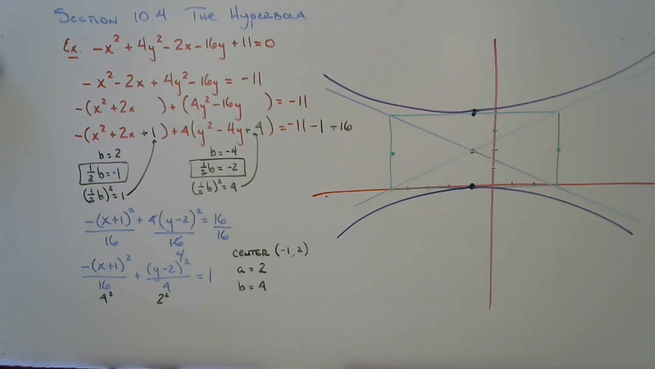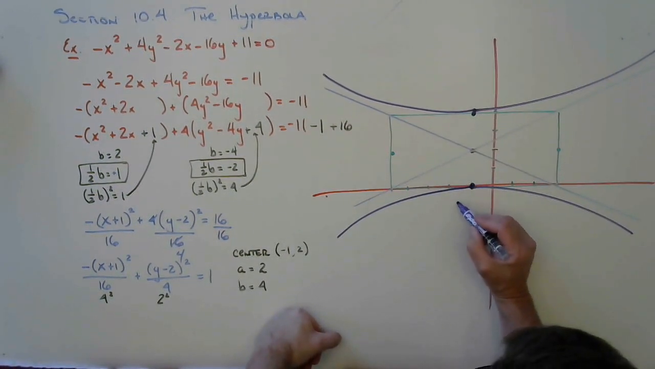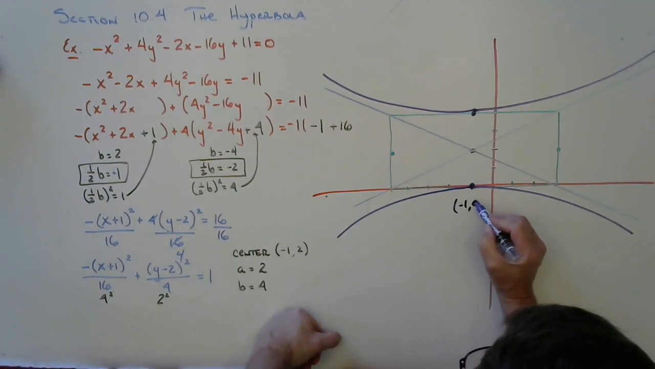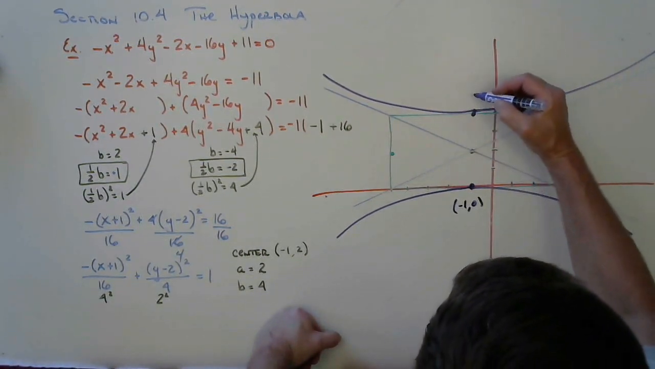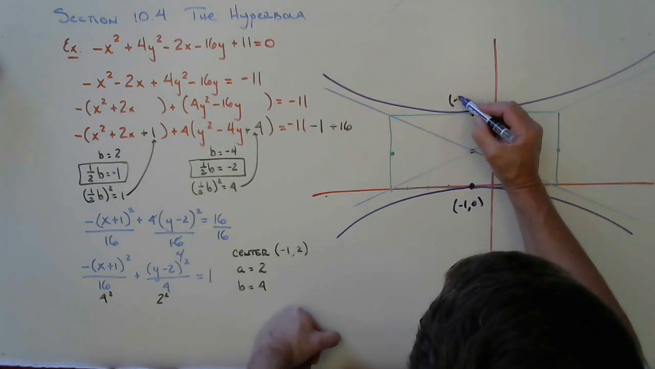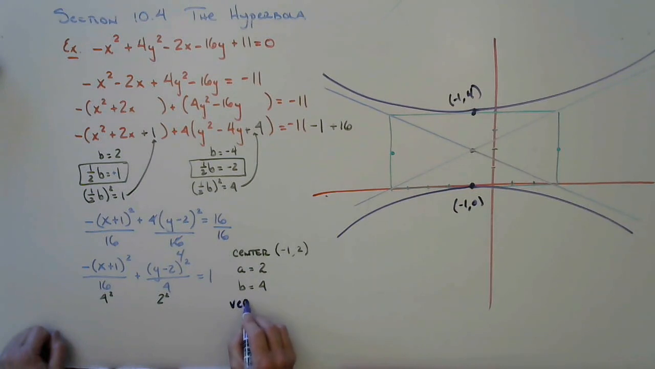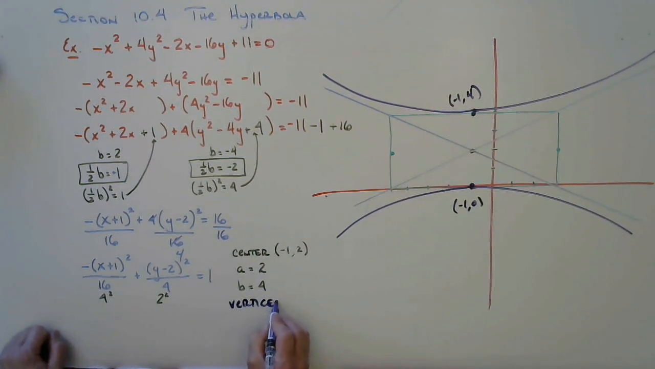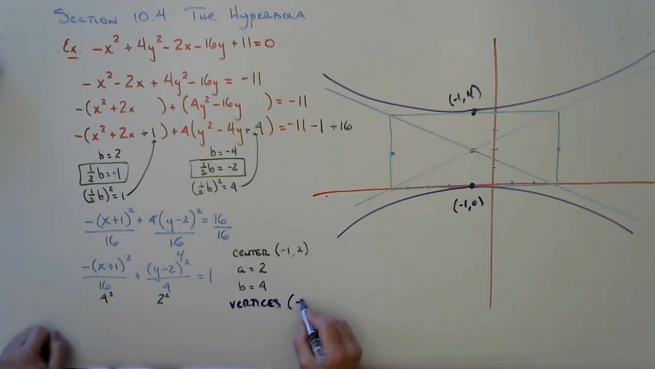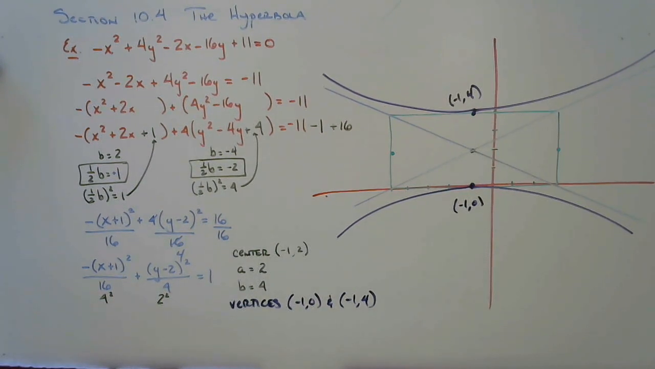Now we have to label all the appropriate points. We can't just stop here on the graph. We have to label the vertex. So this is one vertex. This is negative 1, 0. This is another vertex. This is negative 1, 1, 2, 3, 4. So over here we would have to add this. Our vertices are negative 1, 0, and negative 1, 4. Those are our vertices. Now we need our foci.